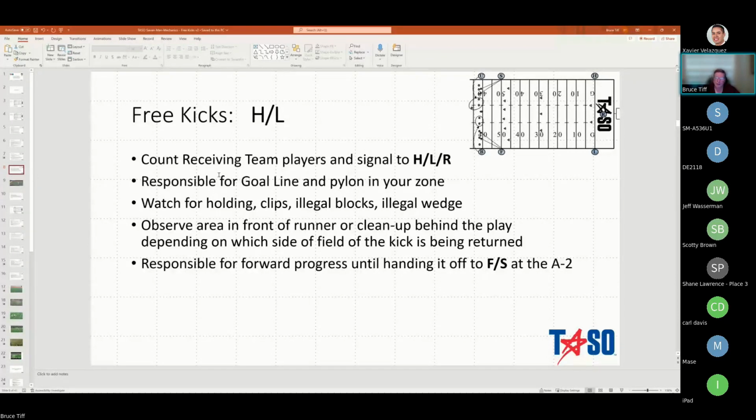So again, based on where this kick goes, if this kick goes deep into the side zone on the H side, the L can kind of help clean up behind the play, depending on which side of the field the kick is on. Or if it's on your side, you're going to be observing the area just in front of the runner until the runner's threatened, and you probably have to close that circle in on what you're focusing on. Again, the H and the L are responsible for that forward progress until they hand it off to the F or the S at the A 2. So a lot of field to cover, but you do hand it off to the F and S if they return it inside the A 2 or inside.